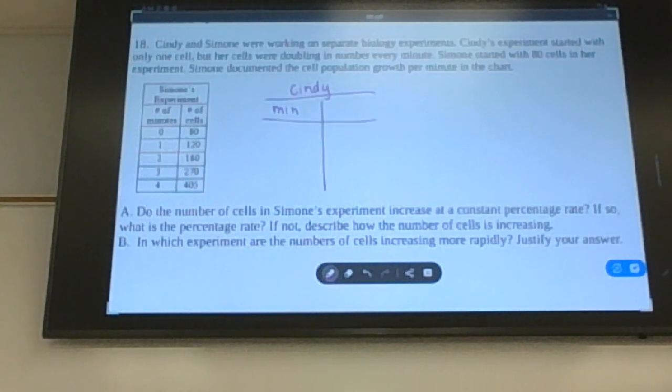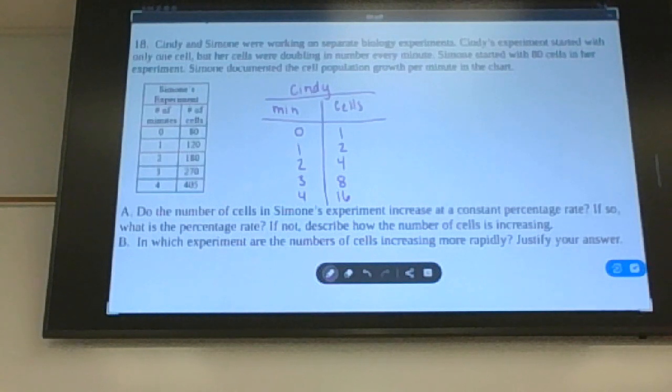Minutes, cells. At 0, she had 1. At 1 minute, she had 2. At 2 minutes, she had 4. At 3 minutes, she had 8. And at 4 minutes, she had 16. It's doubling every time. They didn't provide a table to compare.